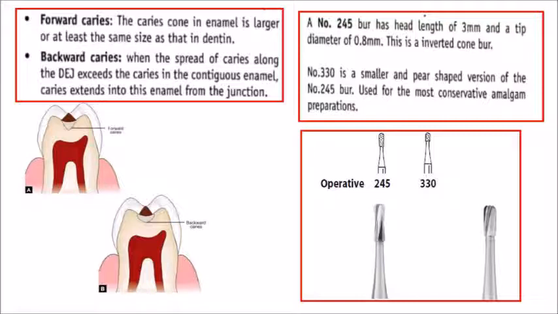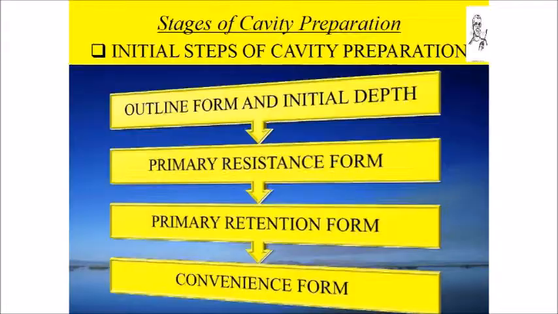Number 330 bur is also there, which is a smaller, pear-shaped version of the 245 bur. It is used mainly in periodic uses as well as the most conservative amalgam preparations. Both pictures have been given here, the 245 as well as the 330 burs.